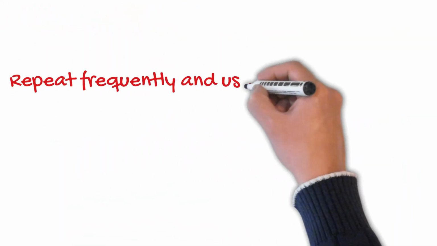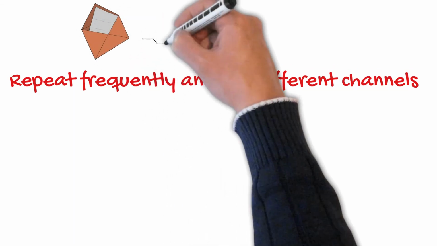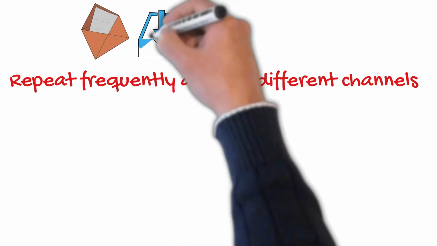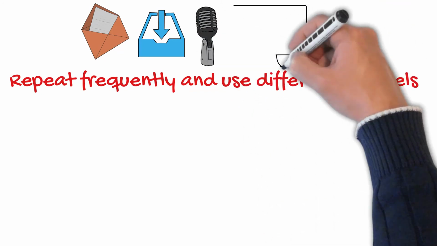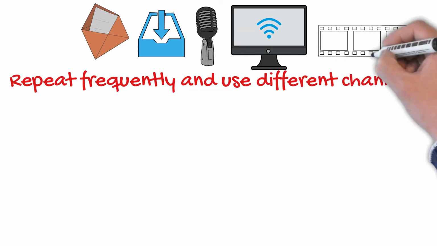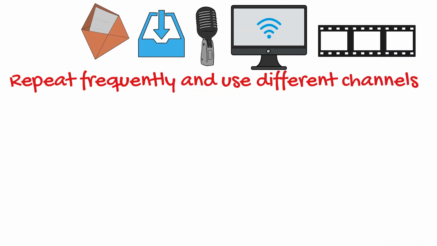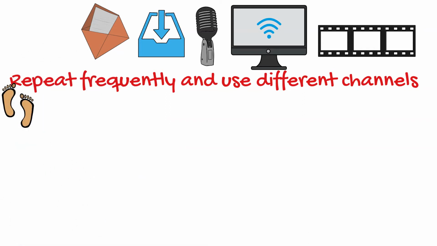Repeat frequently and use different channels. Consider using multiple communication channels if you have important messages to communicate. Remember that repetition is vital for learning, so consider that opportunity as well. Here's an example of how I communicated an important company vision or business strategy in my role as a CEO. I will show you step by step how this was done, including the repetition part.